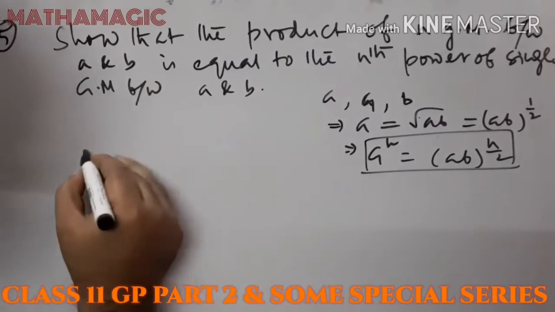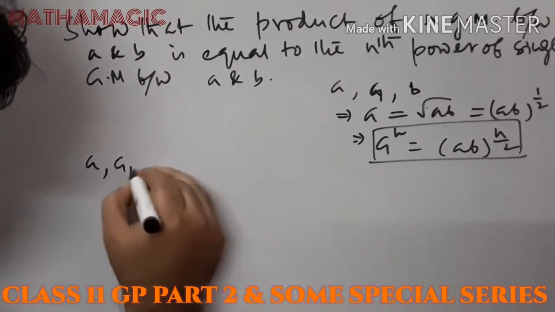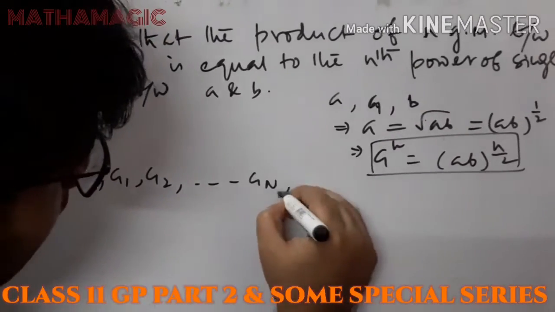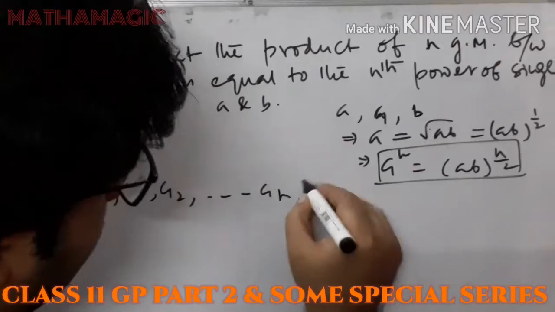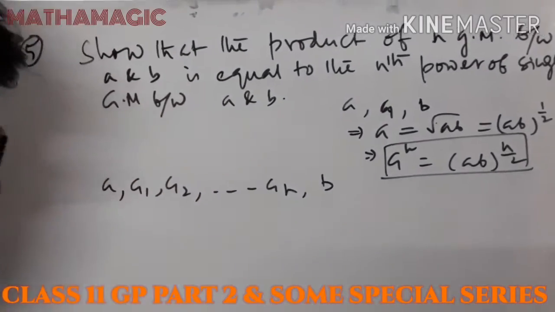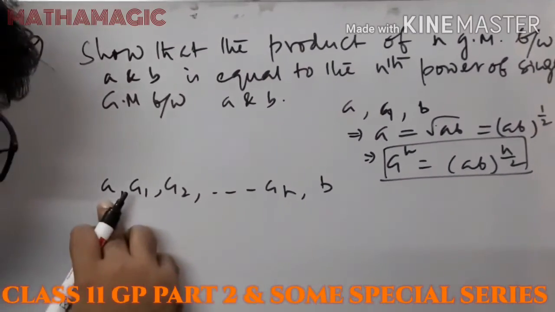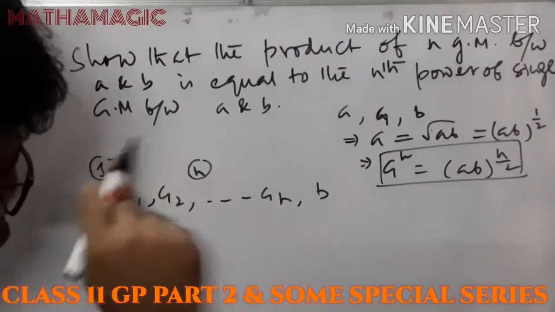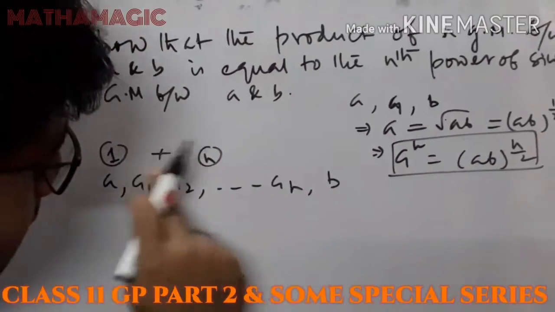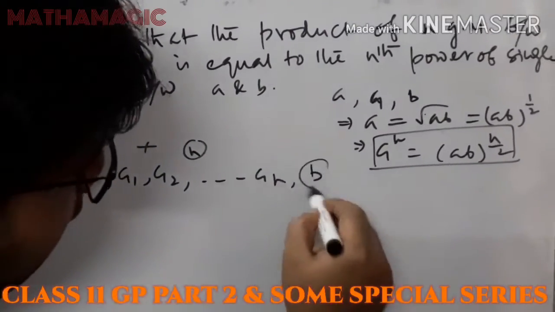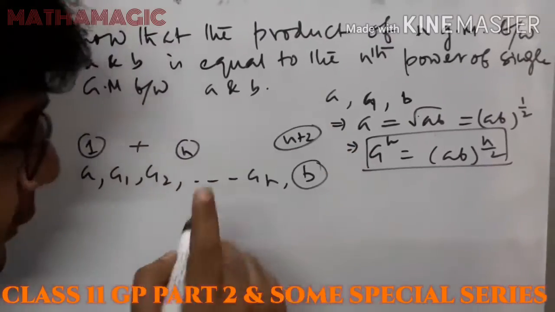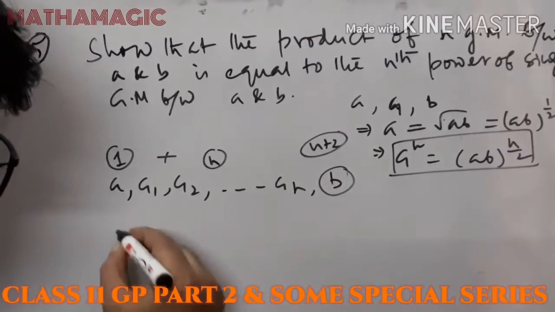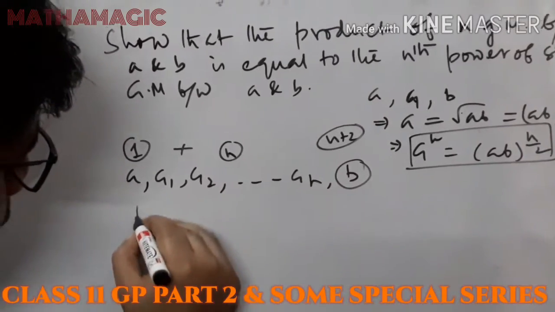Now this is the value we have to prove with the product of n GMs between A and B. Now we will insert n GMs between A and B. Let those be G1, G2 up to Gn, and then B. Now you need to understand a basic concept here: A is the first term and in between there are n terms. So as a total it will be n plus 1 terms, so B will be the n plus 2th term. You need to understand this concept very carefully, otherwise the sum will be wrong. So as B is the n plus 2th term, what will be the value of B?